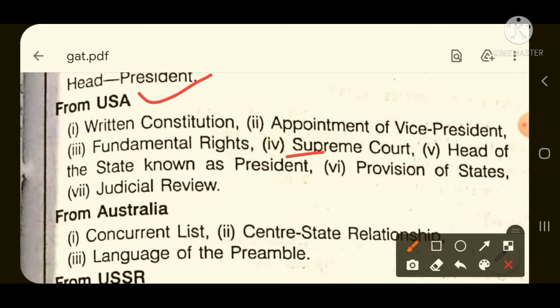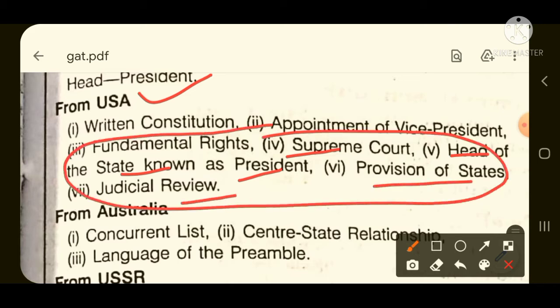Next thing is Supreme Court, head of the state is known as president, and provision of judicial review. These are a few features which we have borrowed from United States of America. Like we have got Supreme Court as a central court in our country. Similarly USA has also got Supreme Court in their country. So we have borrowed the same feature of Supreme Court from USA.